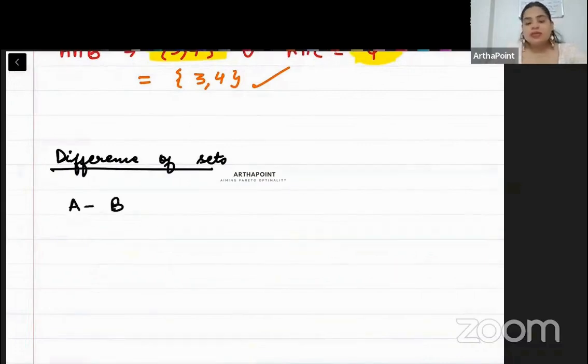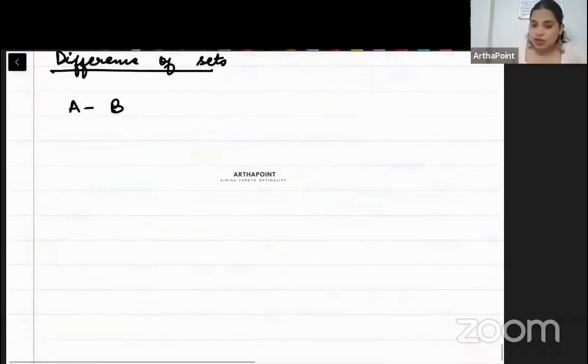Okay, so now we go ahead and we say A minus B. A minus B means what? A minus B means those elements which basically are there in A but not in B. A minus B. B के elements को you have to remove the elements of B. That is A minus B. So just have a look here, beta.